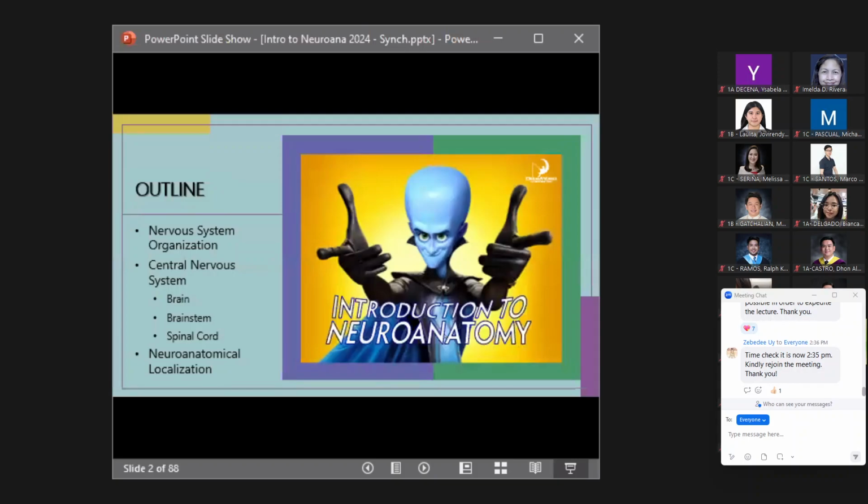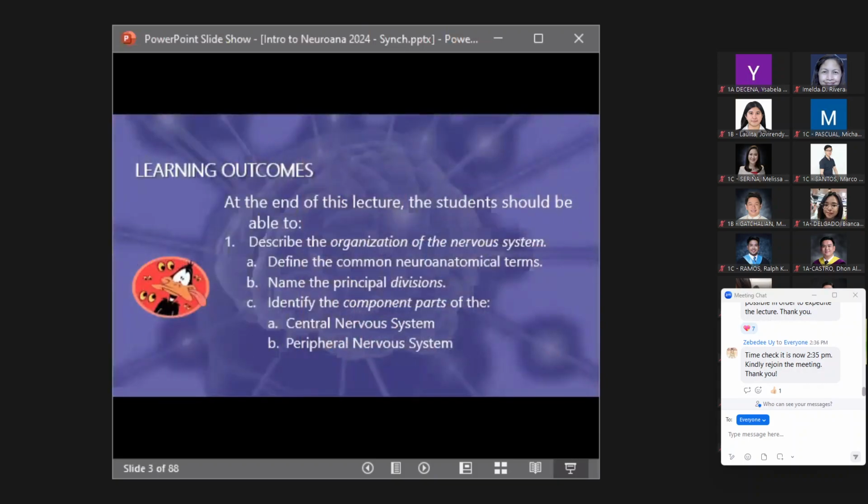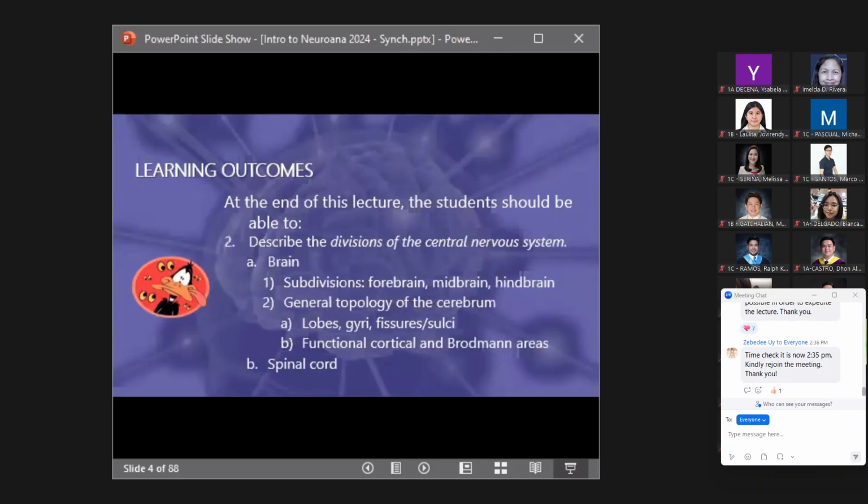Anyway, so these are the learning outcomes that are posted in Canvas. First is to describe the organization of the nervous system, defining the common neuroanatomical terms, naming the principal divisions, which are the central nervous system and peripheral nervous system, and their component parts. So that's for the first lecture.